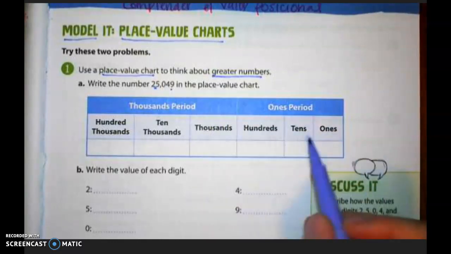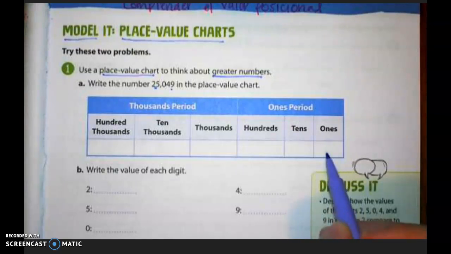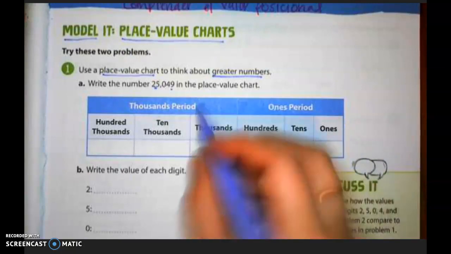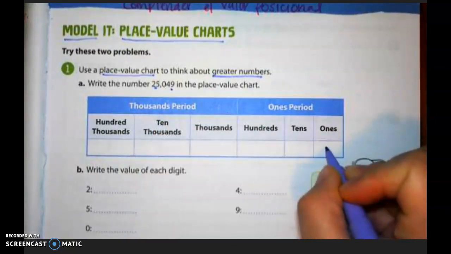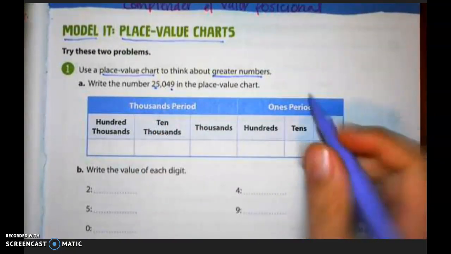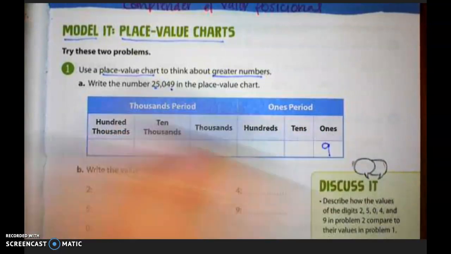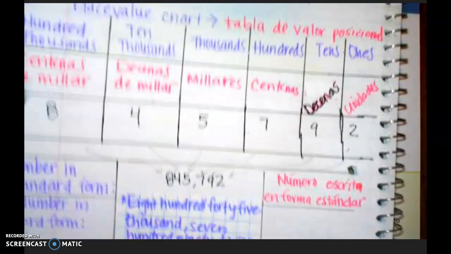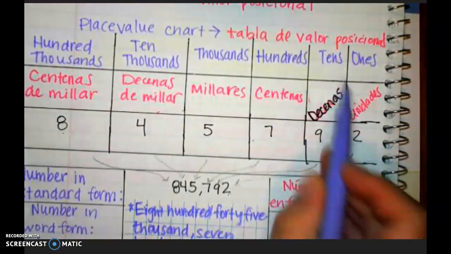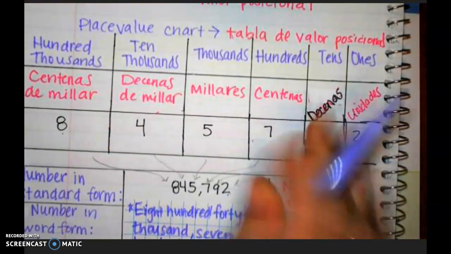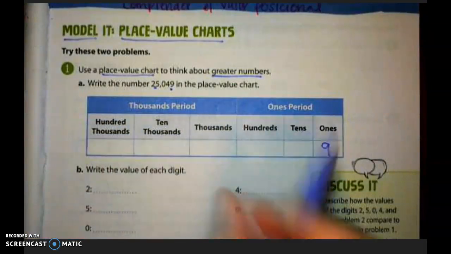The 9? Where do I put it? In the 1. So, porque está aquí, es las unidades, ¿verdad? 9. Recuerden, si ocupan saber cuál es cada uno de estos, lo tenemos escrito aquí. Ones, unidades, tens, decenas, hundreds, centenas, ¿ok? Tengan esto ahí juntito de ti, ¿ok?